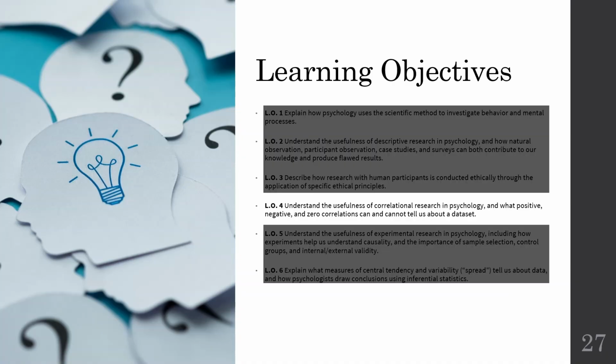All right, so that wraps up our third learning objective. Now we're going to switch over to our fourth learning objective, and we're going to talk here specifically about correlational research and how we use that, what it means, and how we can interpret correlational research through some graphs and things like that.